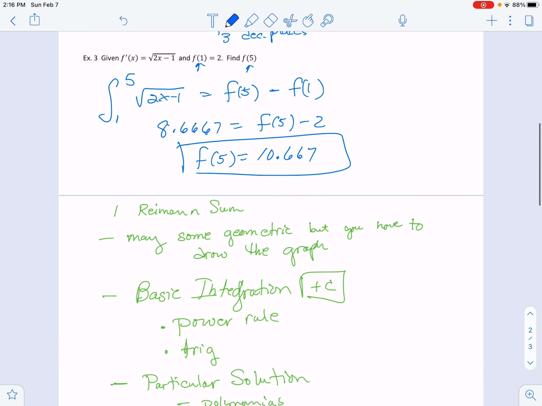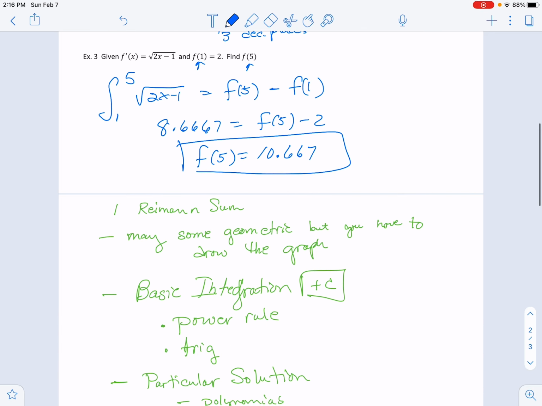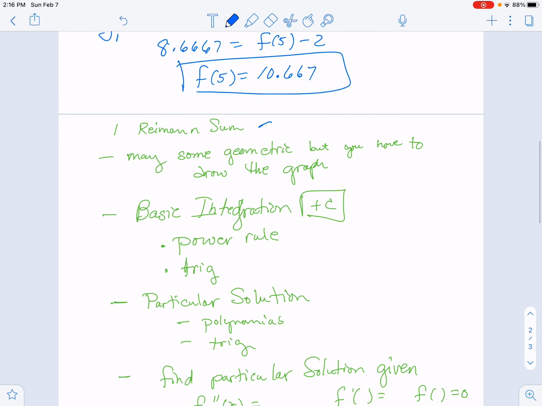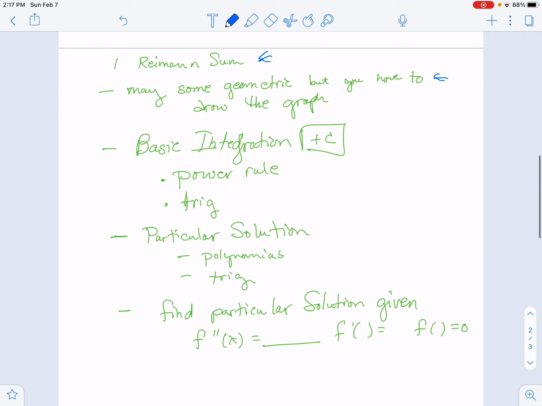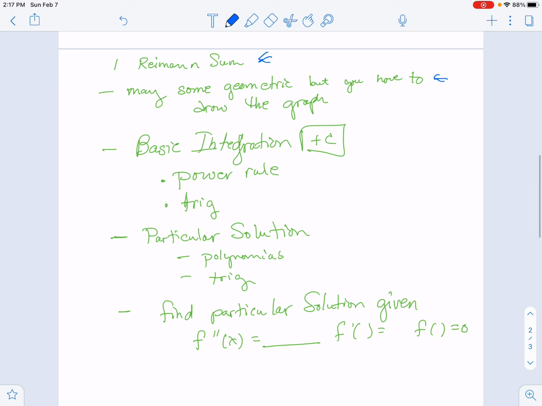So write out your equation and use it. The quiz is next class. There might be one Riemann sum, so know how to do left, rights, trapezoids, midpoints. There might be some geometric ones, but they give you an equation, and you have to graph it and use geometry to do it. There's lots of basic integration. You got to use the power rule. You got to know trig. Don't forget to add your plus c.